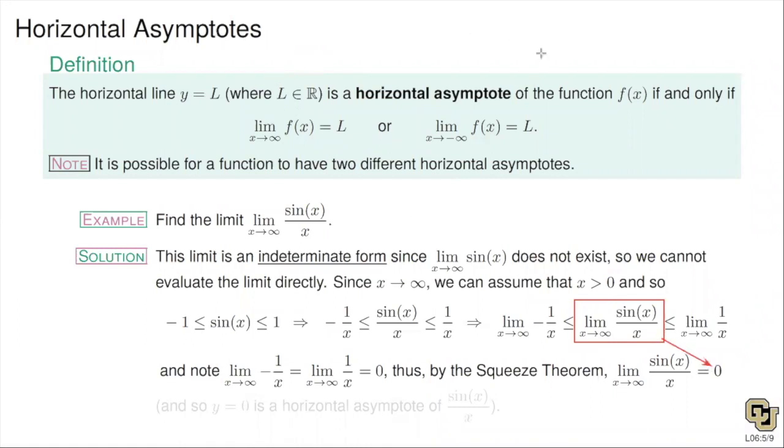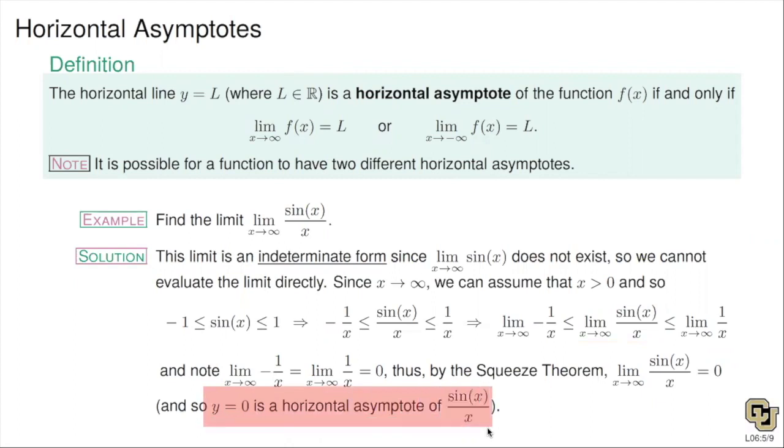And in this case, not only have we concluded the limit of sine of x over x as x goes to infinity equals 0, we've also concluded that, given the definition above for horizontal asymptote, we can now make the claim that y equals 0 is a horizontal asymptote of sine of x over x. That's because of this limit.